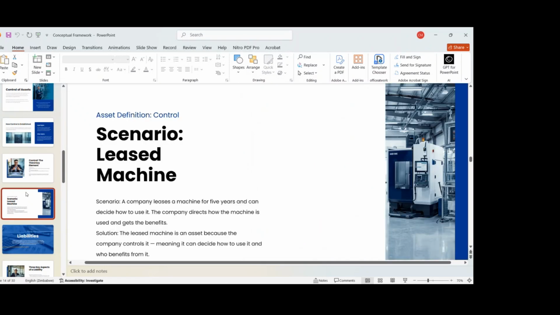Another simple scenario, the final scenario. A contract: a company leases a machine for 5 years and can decide how to use it. The company directs how the machine is used and gets the benefit. So the leased machine here is an asset because it controls it. Why? We decide how to use it and who benefits from it. Are we okay with that?